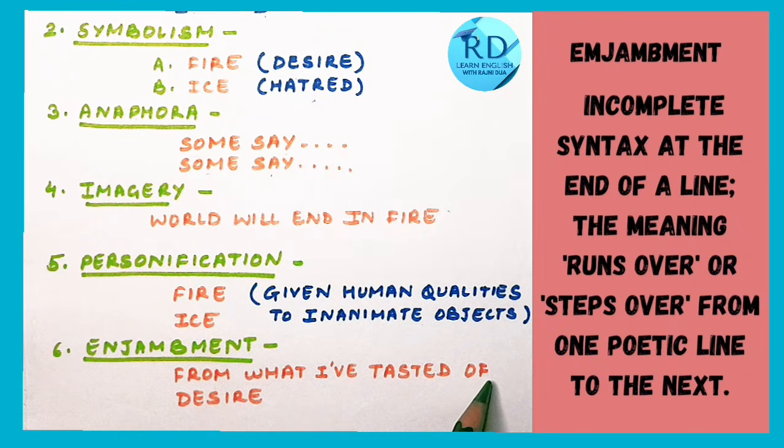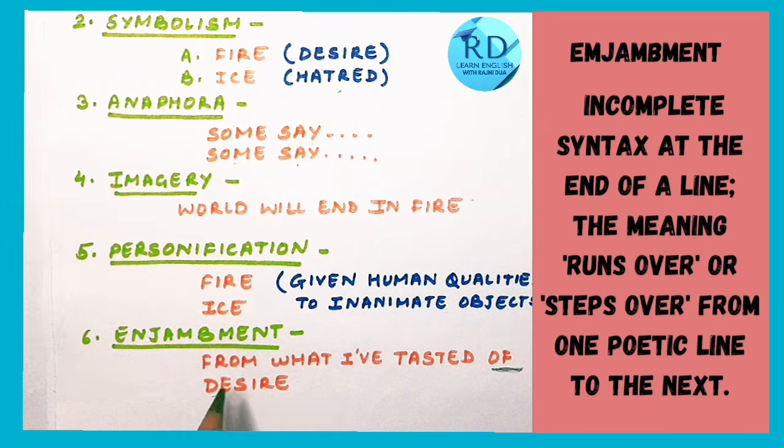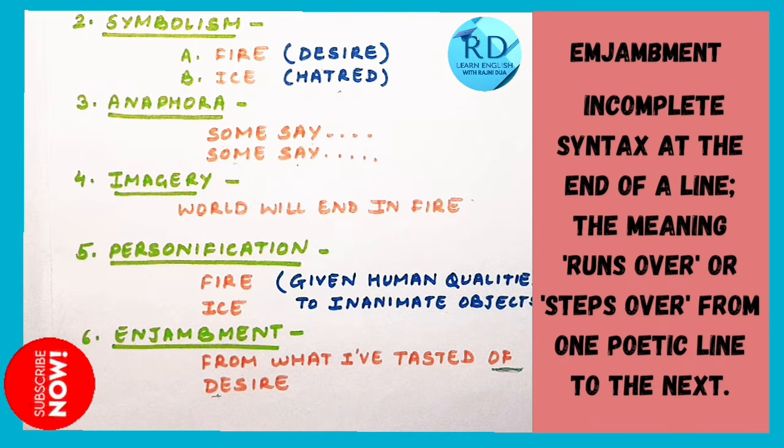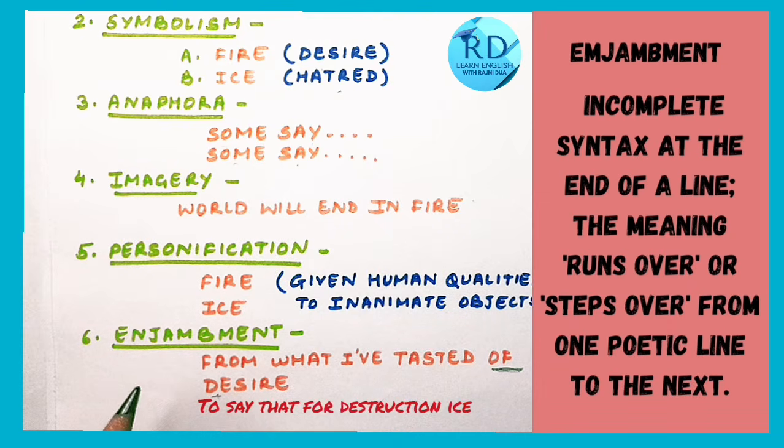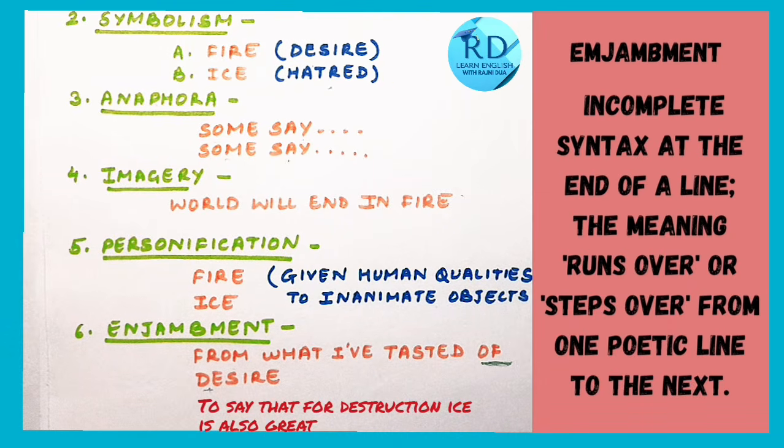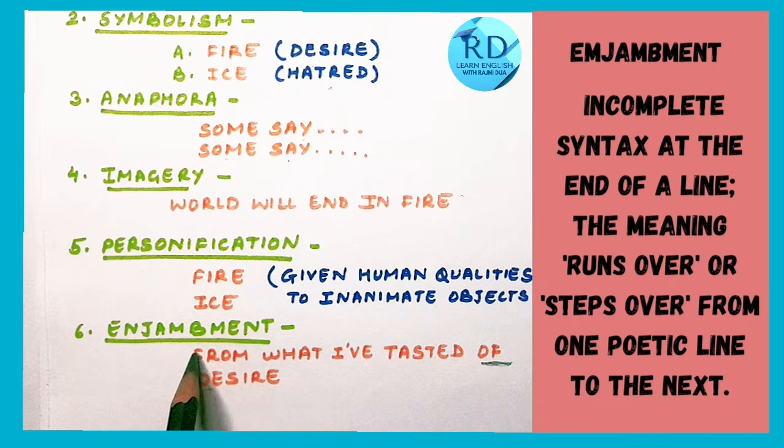Enjambment is sudden shifting of the sentence to the next line without a punctuation mark. For example, here, from what I have tasted of, so the meaning is not complete in this line, it moves on to the next line and it's written desire. From what I have tasted of desire, and later on then the poet continues and says that I hold with those who favor fire. In the same way, even in the end, he says to say that for destruction, ice, the sentence doesn't end there. It continues to the next line, is also great. So in this way, this is enjambment.